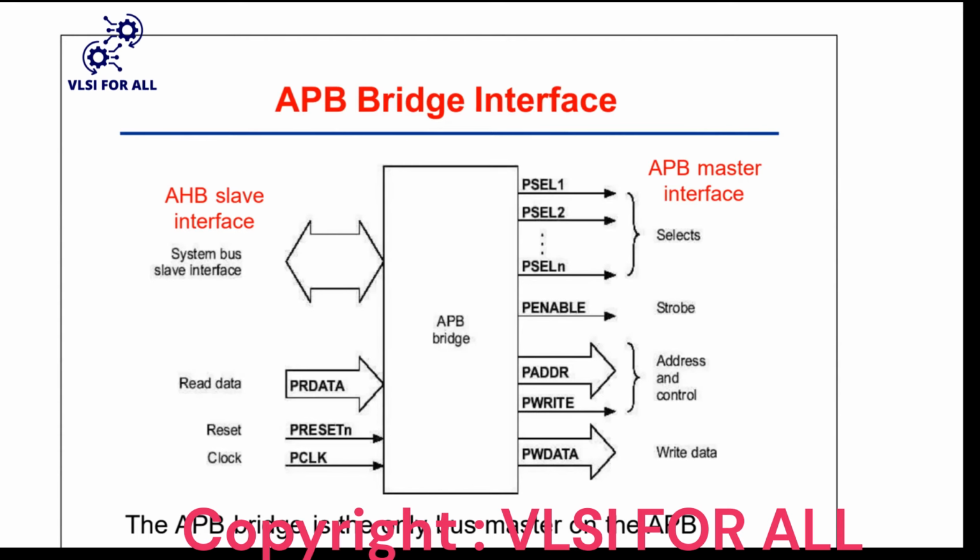So that 15 is going to fall in which slave's category, that particular slave will get selected, and that particular slave's selection line will be high. So it is kind of address mapping. This concept, are you guys getting it, or should I explain again?